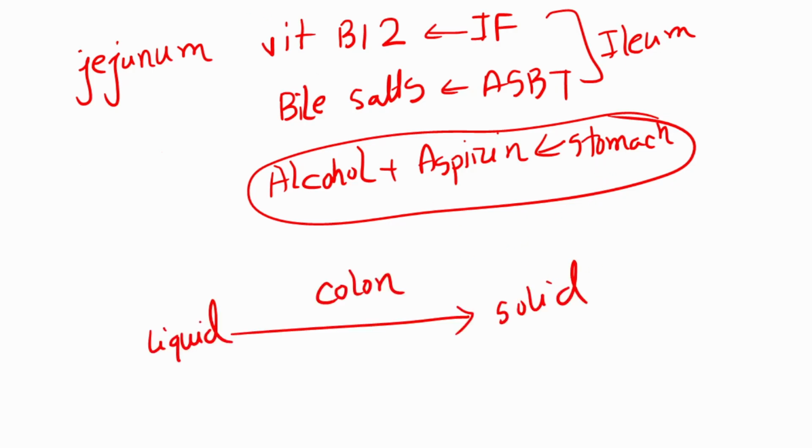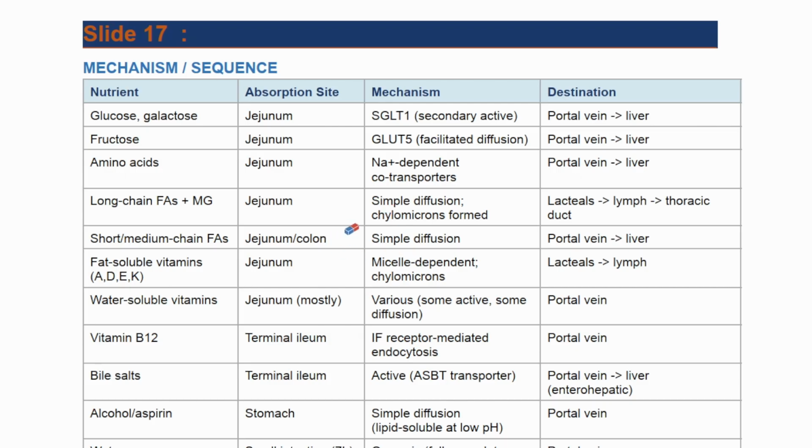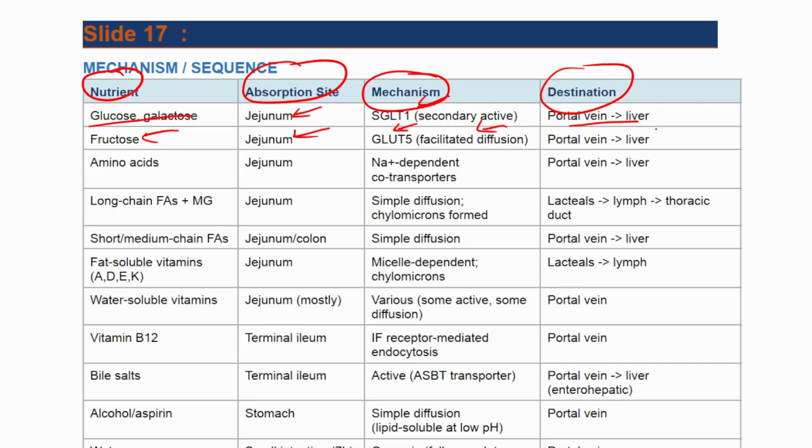Now let me walk you through the slide to have a sneak peek of every important fact. This slide organizes the full biological sequence of nutrient absorption, meticulously outlining each nutrient class, its specific anatomical absorption site, its transport mechanism, and its final physiological destination. The sequence documents that glucose and galactose are captured in the jejunum via the SGLT1 secondary active transport mechanism, routing directly from the portal vein to the liver. Fructose is absorbed within the jejunum utilizing GLUT5 facilitated diffusion, flowing similarly through the portal vein into the liver.